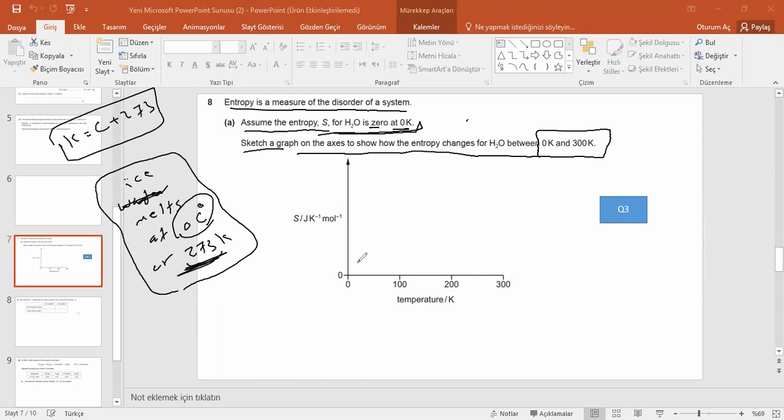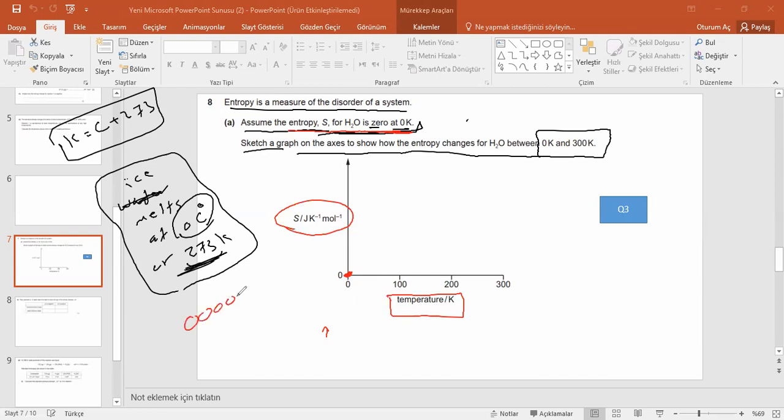Right, look guys, at 0, the entropy S for H2O is 0 at 0 Kelvin. So here we have entropy on the y-axis. On the x-axis, we have the temperature. At 0 temperature, the entropy S is 0. Guys, when we start increasing the temperature, the entropy increases.